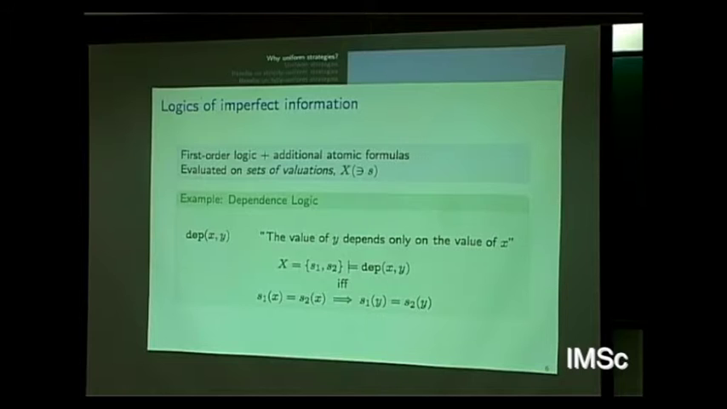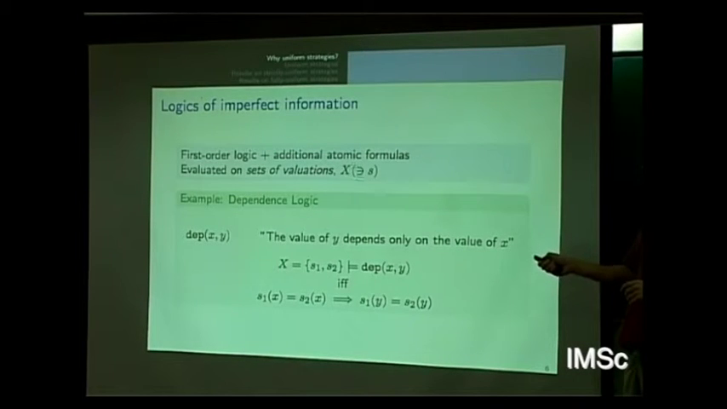Now a second example comes from so-called logics of imperfect information, which are basically first order logic in which you add special additional atomic formulas that come from dependency database theory usually, and they have the particularity that, in order to make sense, they need to be evaluated not on individual assignments for variables like in first order logics, but on sets of assignments, which are usually called teams.